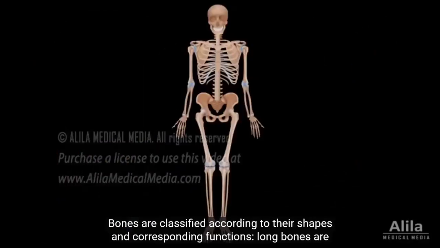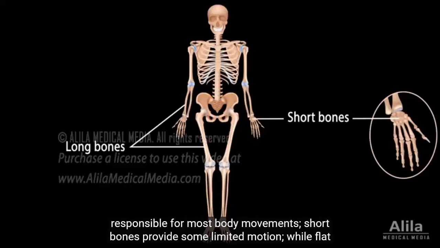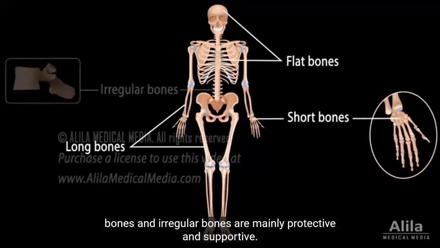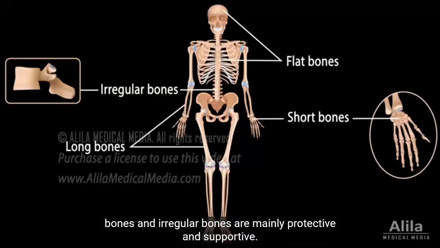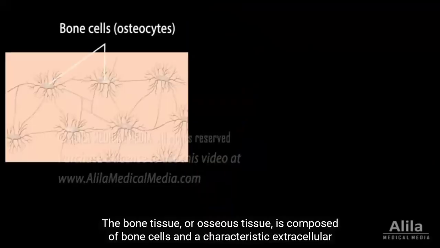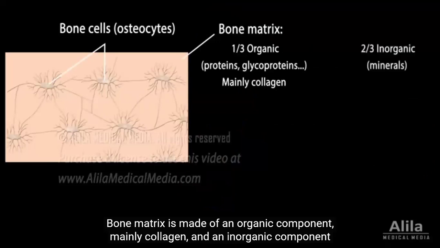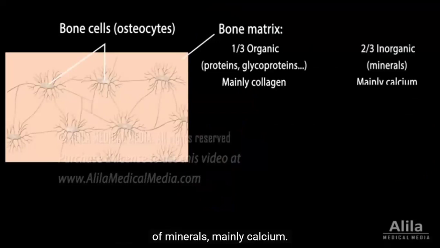Bones are classified according to their shapes and corresponding functions. Long bones are responsible for most body movements. Short bones provide some limited motion, while flat bones and irregular bones are mainly protective and supportive. The bone tissue, or osseous tissue, is composed of bone cells and a characteristic extracellular matrix. Bone matrix is made of an organic component, mainly collagen, and an inorganic component of minerals, mainly calcium.